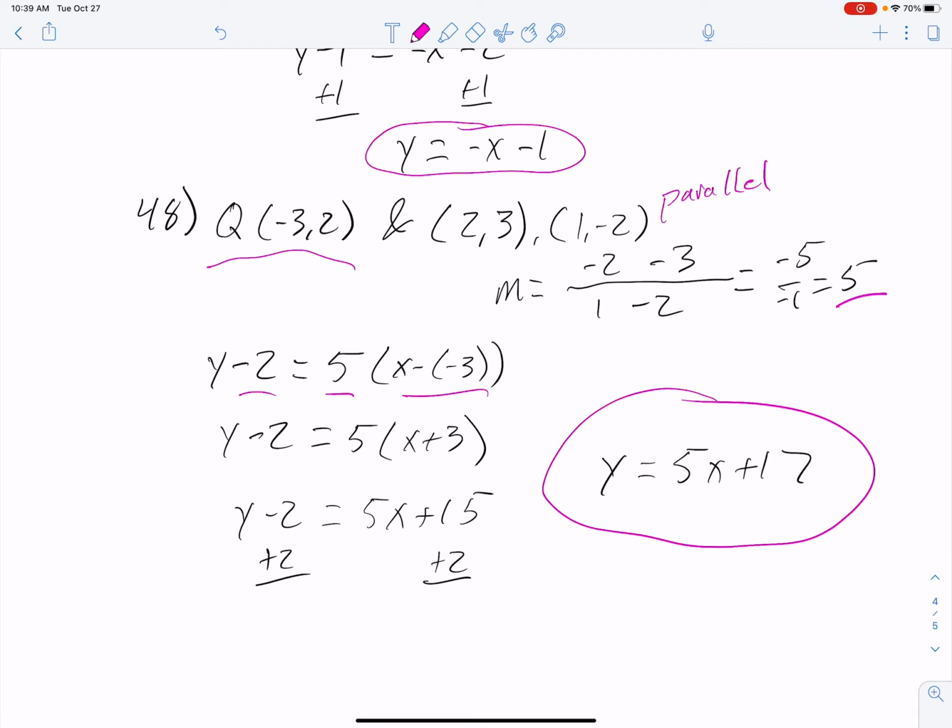And again, like I said at the beginning, all of these are in slope-intercept form. That's the form I asked you to write it in because it's a much more useful form.